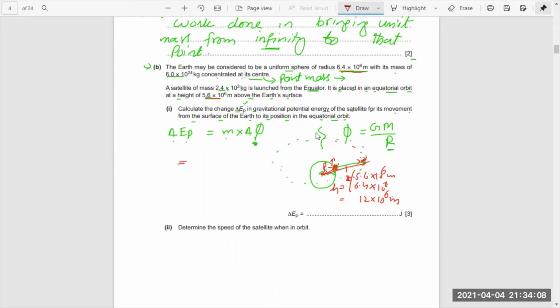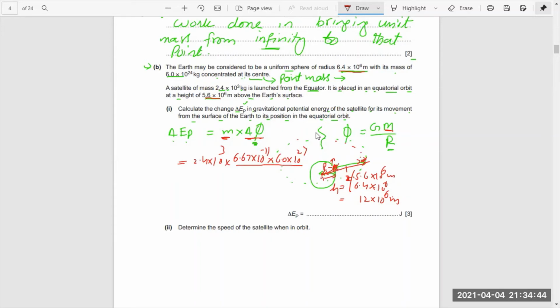So for the potential, we would definitely use the mass of the satellite, and the mass of the satellite is 2.4 into 10 raised to 3 multiplied by this del phi, which would be GM. G is 6.67 into 10 raised to minus 11. And the mass of the earth, because this is the capital M, we have to use the mass of the earth, which is 6.0 into 10 raised to 24 divided by, now we have to get the two distances. First is this and the second is this, because there's a difference in the potential.